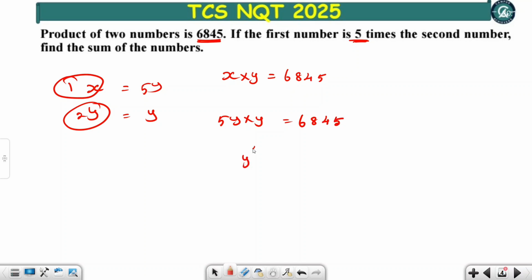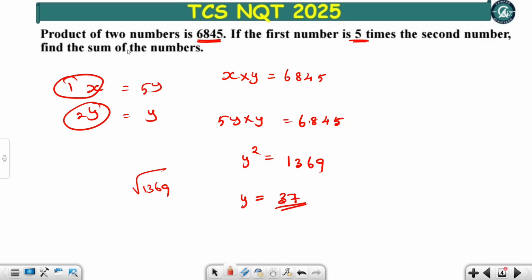So from this, y square is equal to 6845 divided by 5. If I cancel, this is 1 and 3 and 6 and 9. So y square equals 1369. Then what will be the value of y? What is the root of 1369? The root of 1369 is nothing but 37.